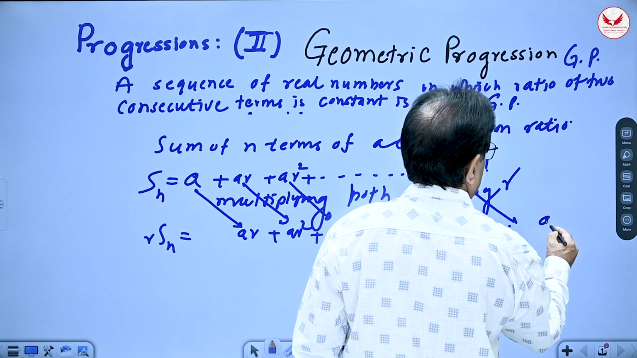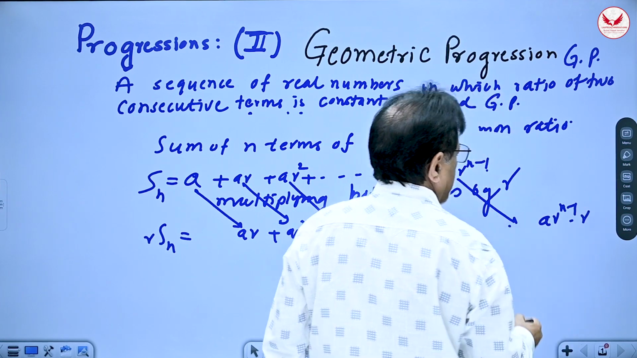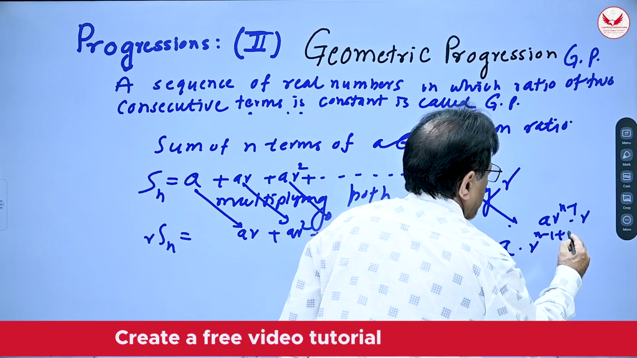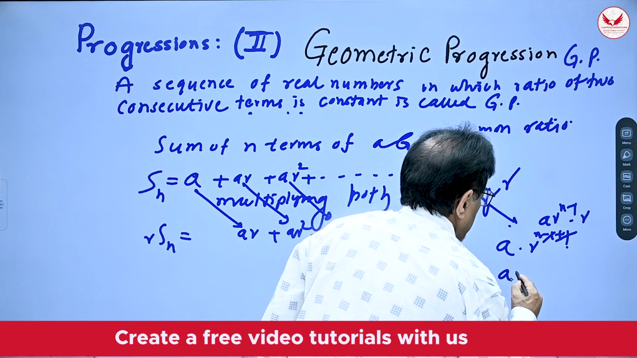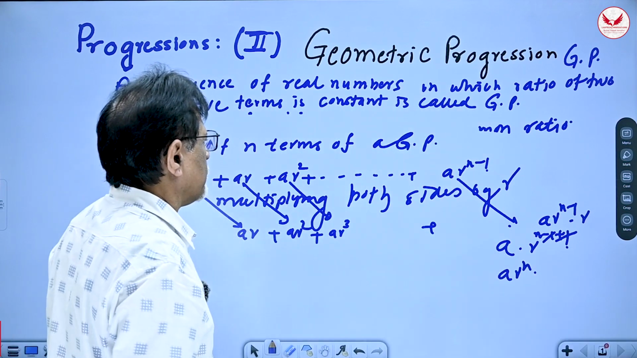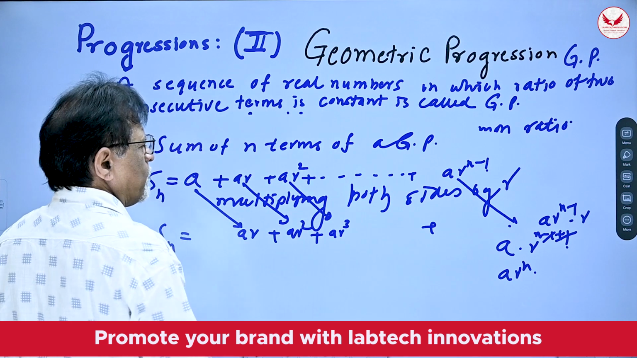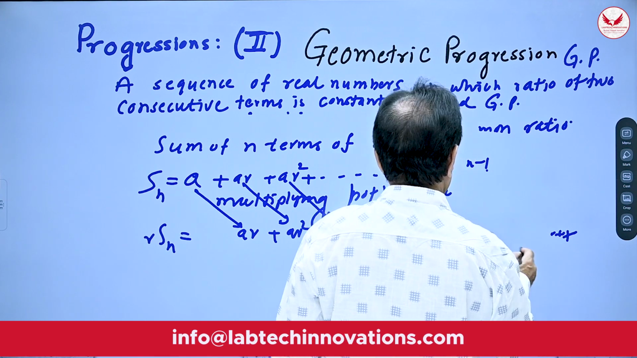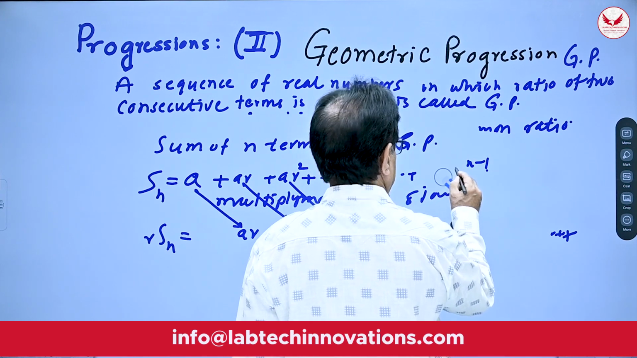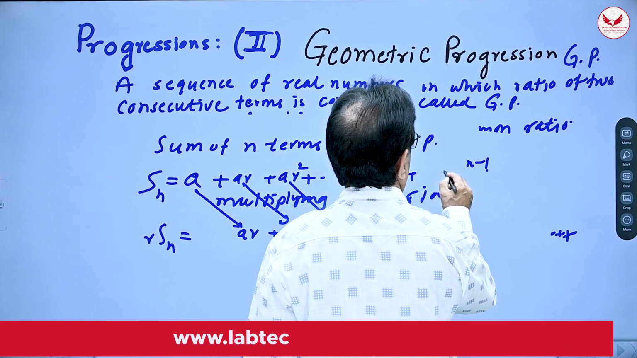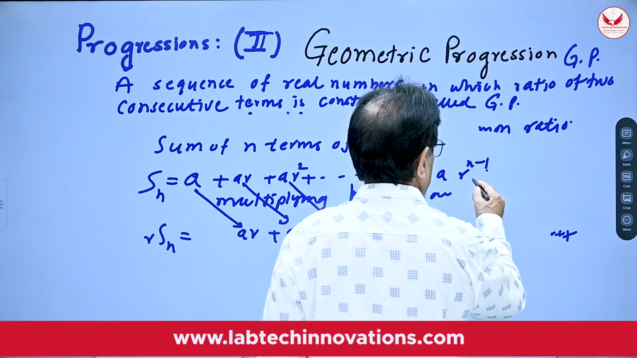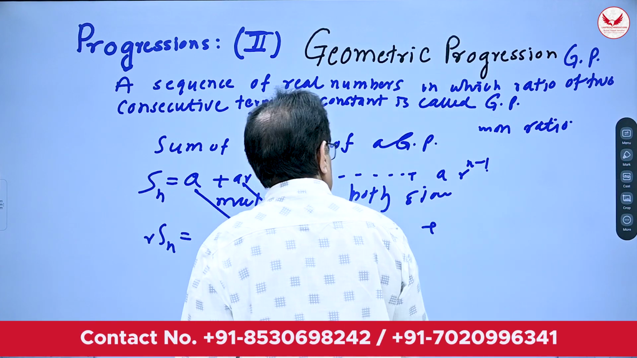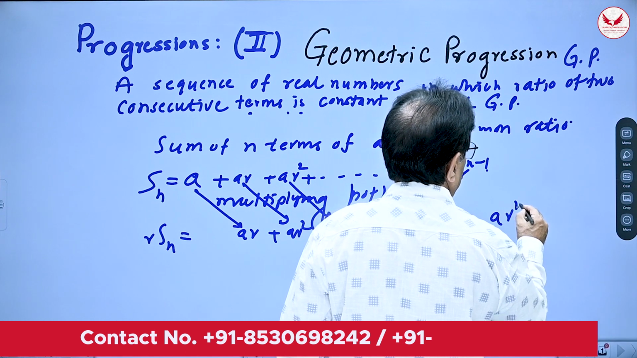So what will happen then? AR raised to n minus 1 multiplied by R means, according to laws of indices, A into R raised to n minus 1 plus 1. So that gets cancelled, and what you get is AR raised to n. Right? Now I'll write it clearly here. This term was A. This term was AR raised to n minus 1, which I multiplied by R, and I got AR raised to n, right?